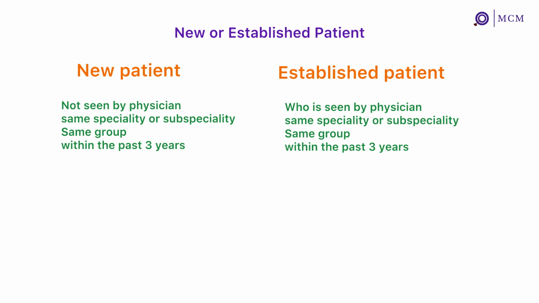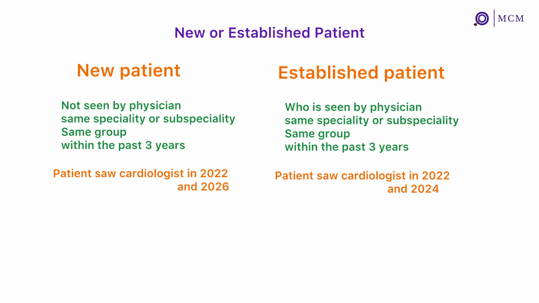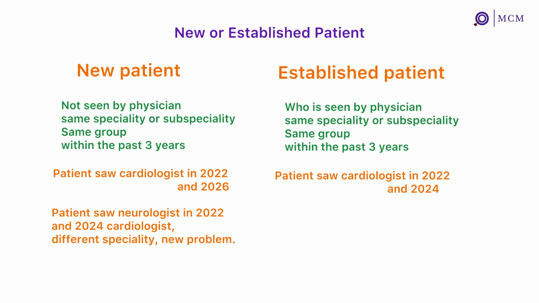So if a patient saw a cardiologist in 2022 and in 2024, he is an established patient. If a patient is seen in 2022 and again in 2026, he will become a new patient. If he sees neurology in 2022 and in 2024 came for cardiology, he is a new patient. If the patient is coming for a second opinion, he is considered a new patient. Means same specialty, subspecialty and within 3 years, established patient; different specialty or more than 3 years, new patient.